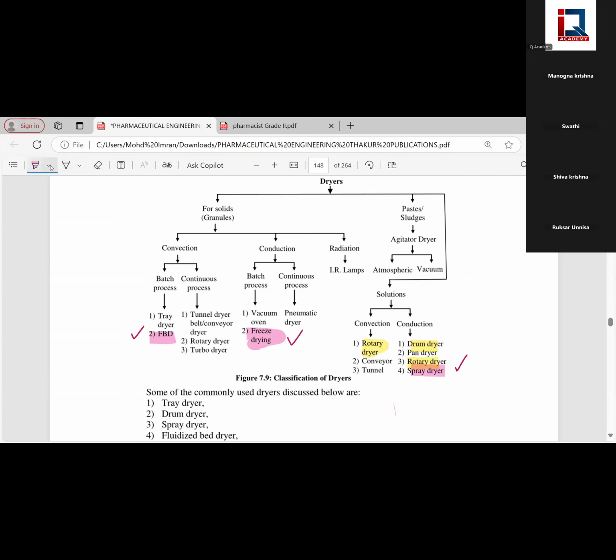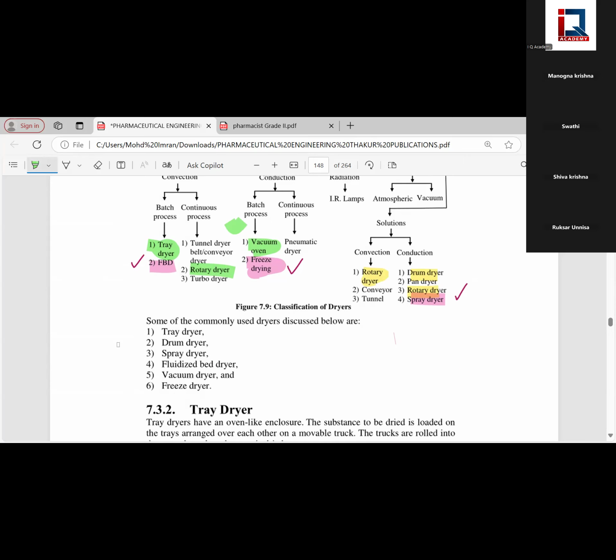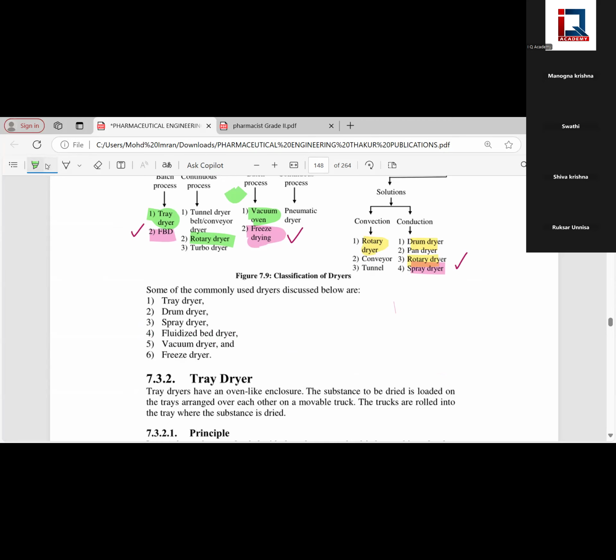There are a lot of other dryers also here. For example, you have a tray dryer, a very simple equipment generally used in preparation of granules. Simple mechanism. Then you have the rotary drum dryer, very simple equipment. Vacuum dryer is also a little bit important because we apply vacuum, as we discussed in the last class. Application of vacuum brings down the drying temperature. So for thermolabile substances, the vacuum dryer plays a vital role. So these are the major equipments we are going to discuss.